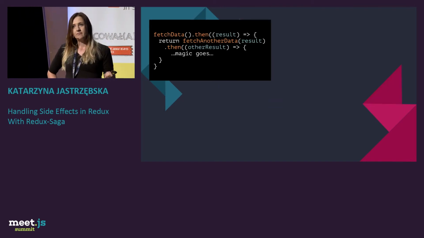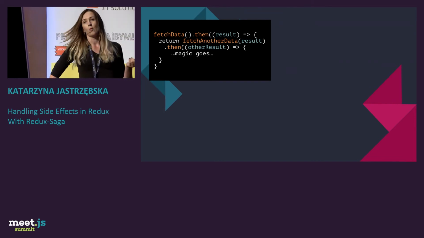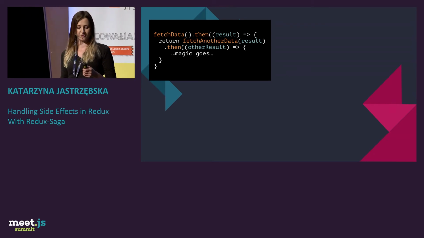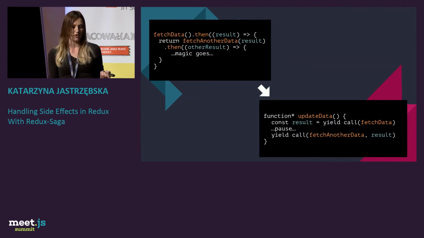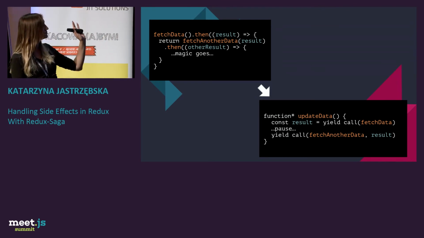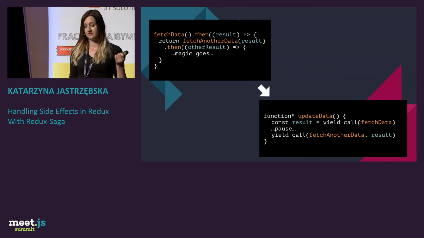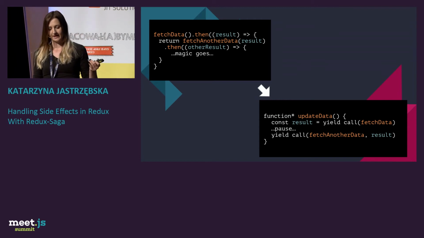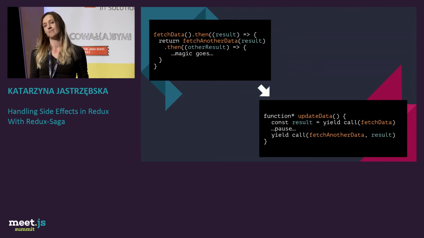And let's see how the promise we have seen before will look with the generators, with our awesome generators. Yay! So update data or fetch data will be just two yields or many other yields, but as you probably noticed, there is no more nesting. This is just yield call fetch data, and then yield call fetch another data. Simple as that, right?